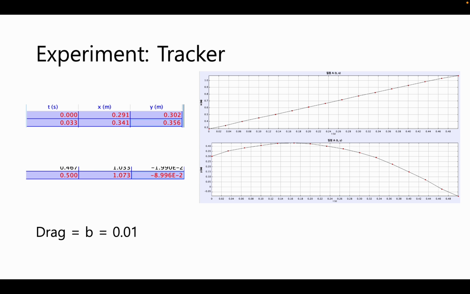Here are the initial conditions that I set using Tracker. On the initial position, x is 0.291 and y is 0.302 meters. And on the final position, time equals 5 seconds, x is 1.073 and y is negative 0.8996. And the drag constant I set to be 0.01.